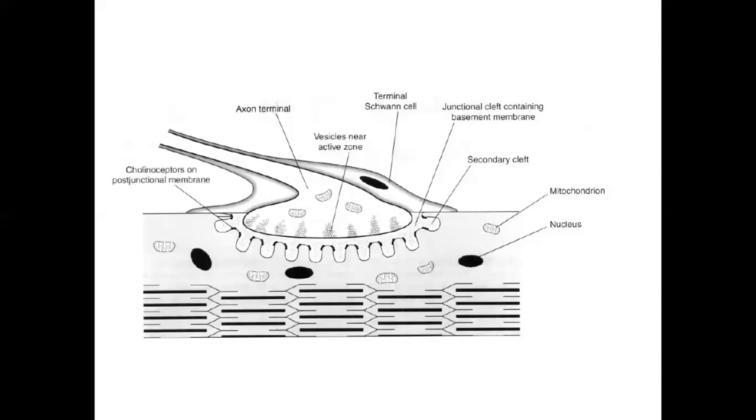The role of mitochondria is very important because this contraction requires lots of energy. Another very important thing which I want to tell you at this stage is that this release of acetylcholine from the axons, from these vesicles, needs calcium ion. This calcium diffuses from the cleft into the prejunctional part of the axon, and then it will cause release of this acetylcholine neurotransmitter.